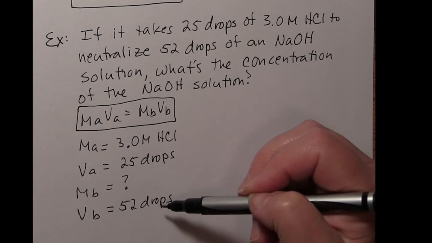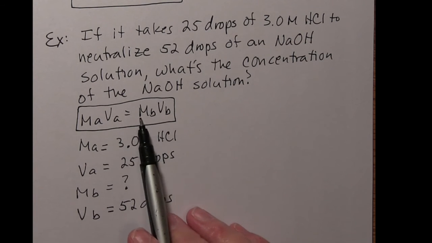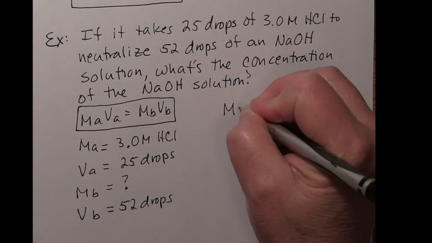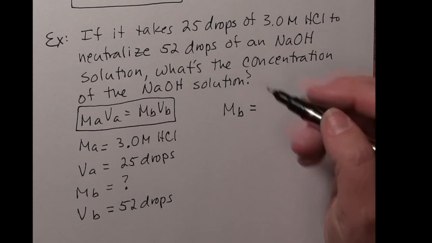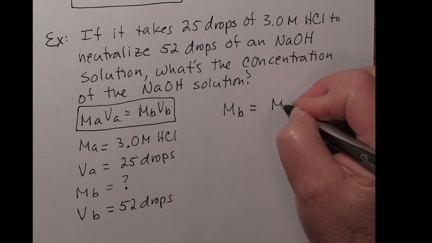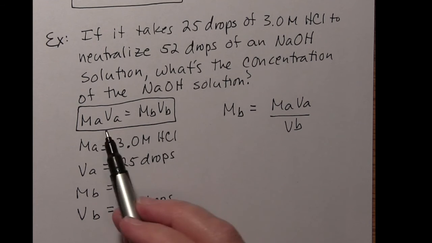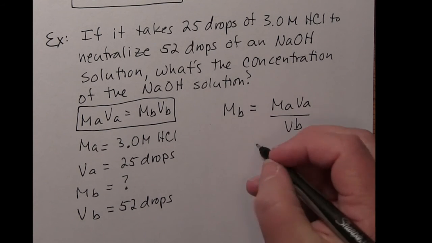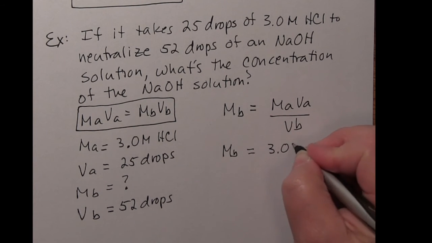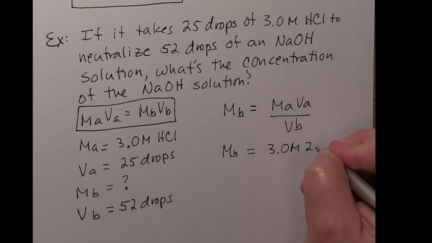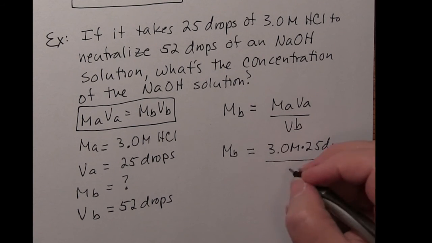Again, setting it up like this gives you total control of the situation. So I'm going to say we're looking for the concentration of the base, Mb. So to set this up, you don't have to do it this way, but I like it. I'm going to divide both sides by the volume of the base. So Mb equals MAVA divided by VB. So that's dividing both sides by the volume of the base. And now I can say Mb equals, well, Ma was 3.0 molar, times Va was 25 drops, so that's times, and then Vb was 52 drops.